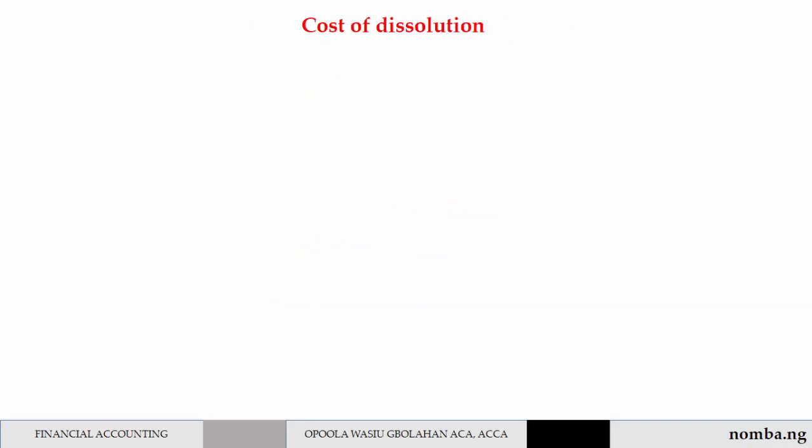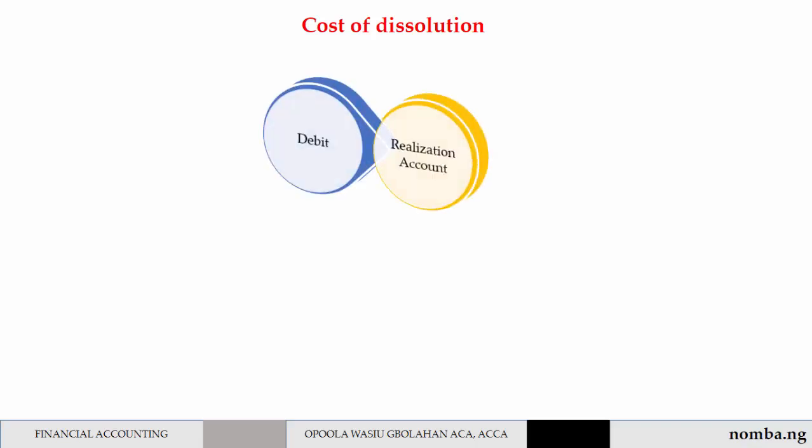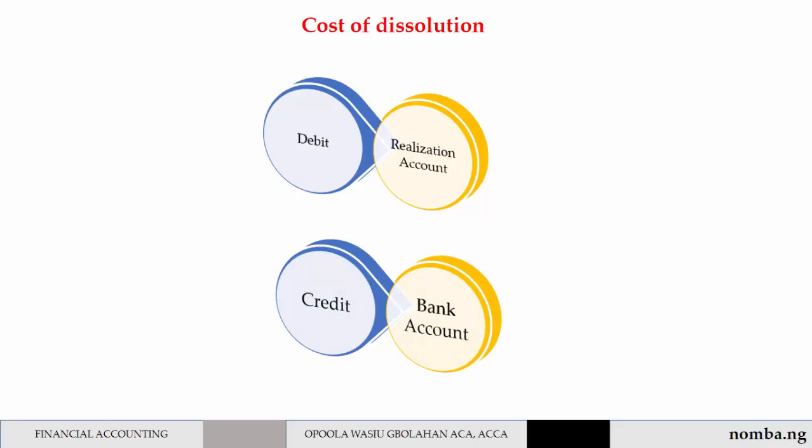The next is the cost of dissolution. You debit the realization account and you credit the bank account.